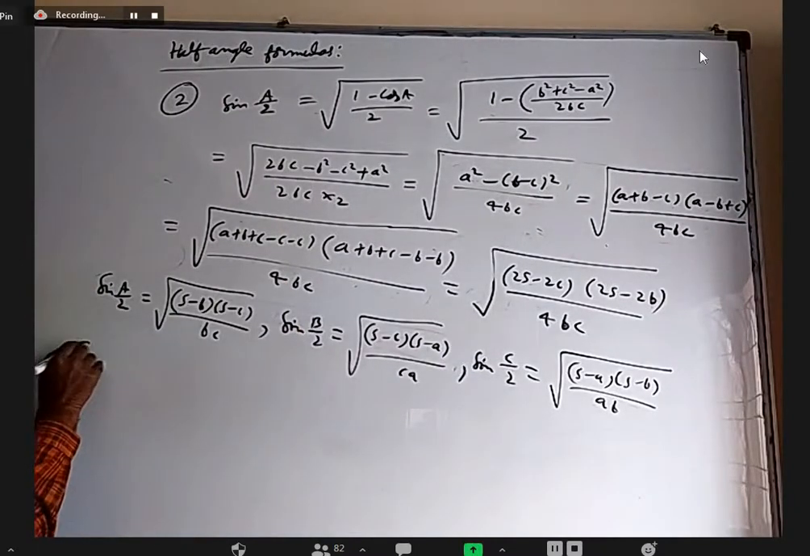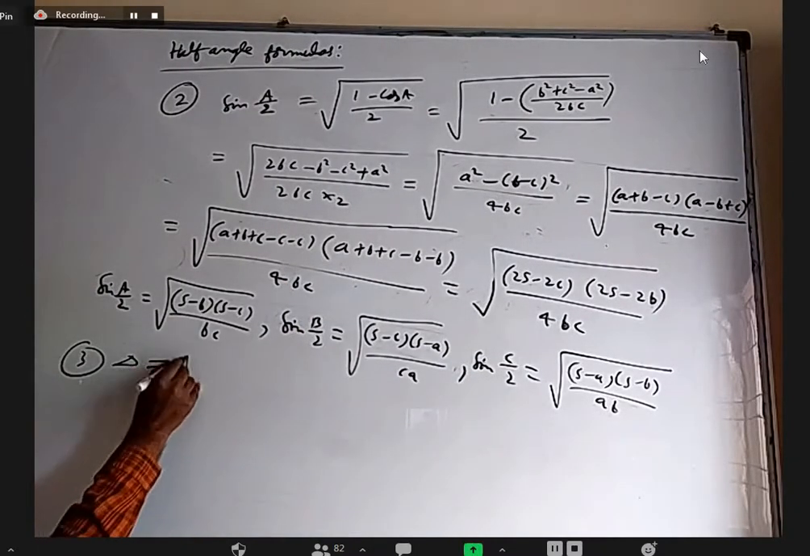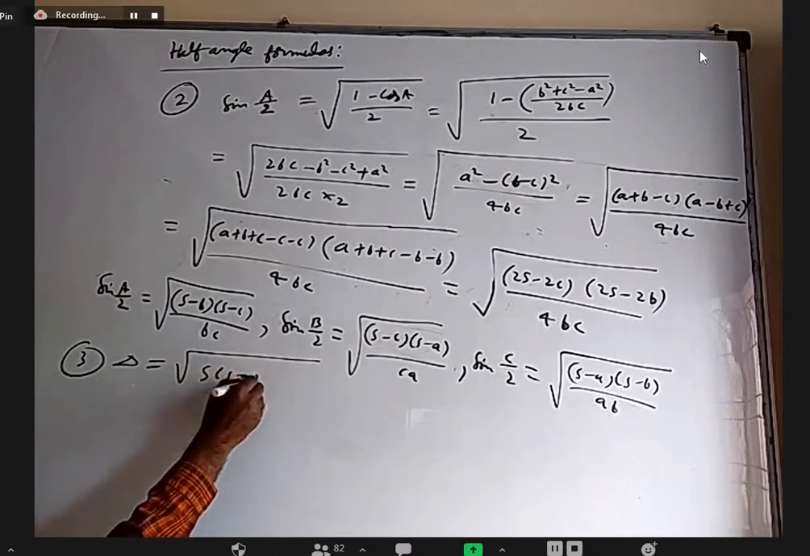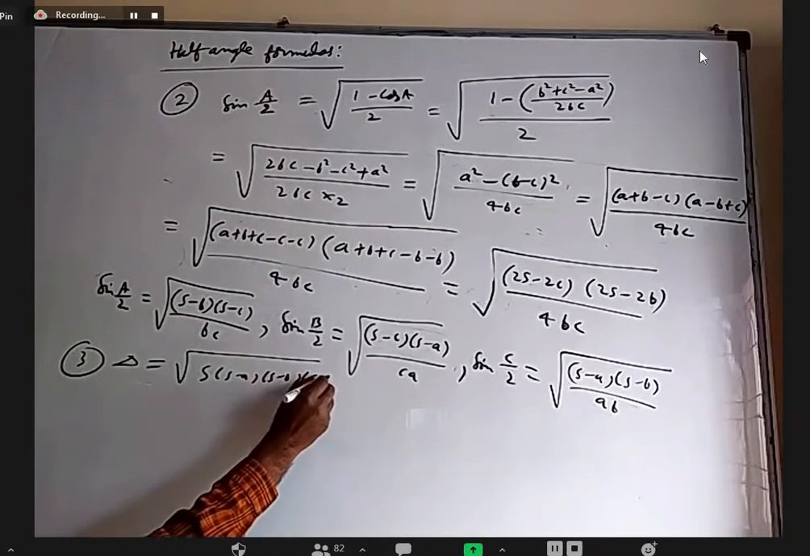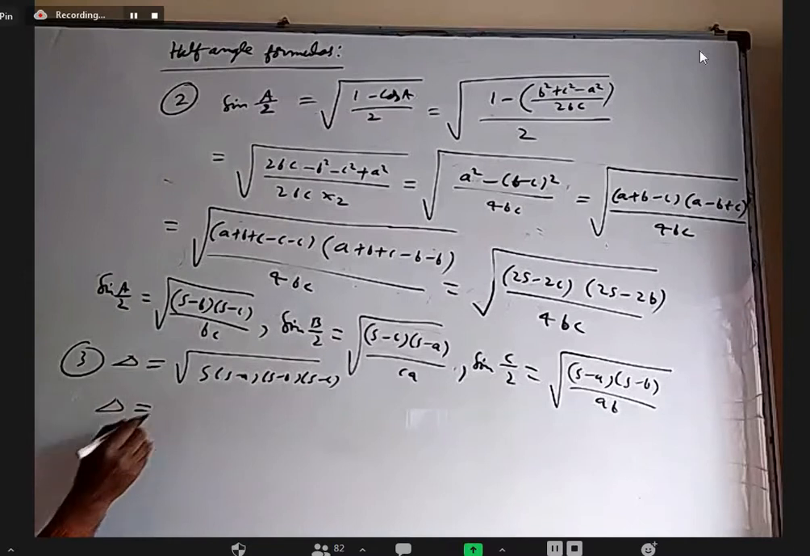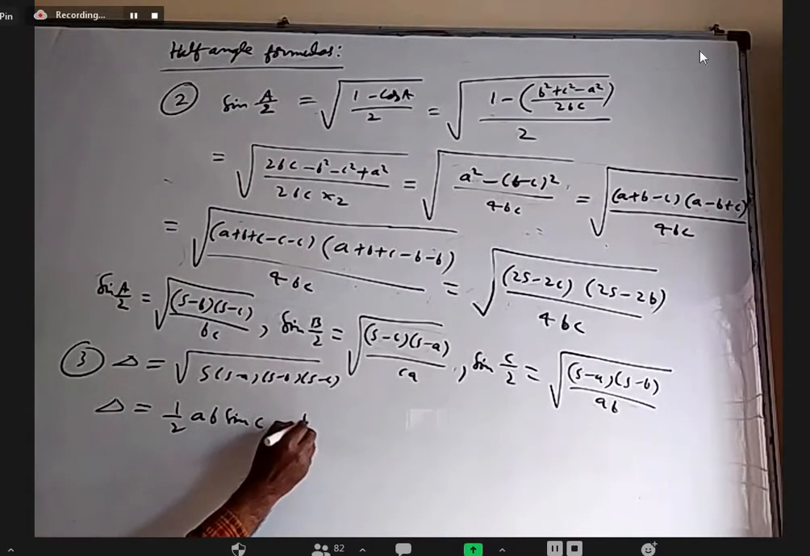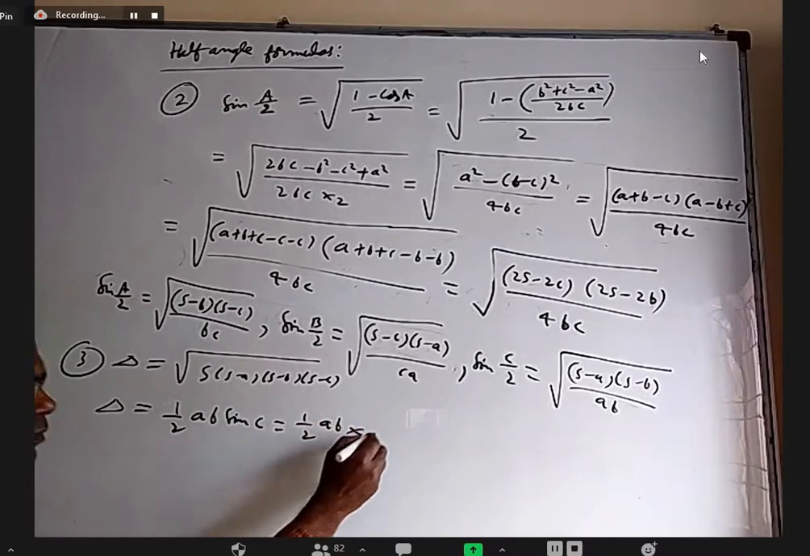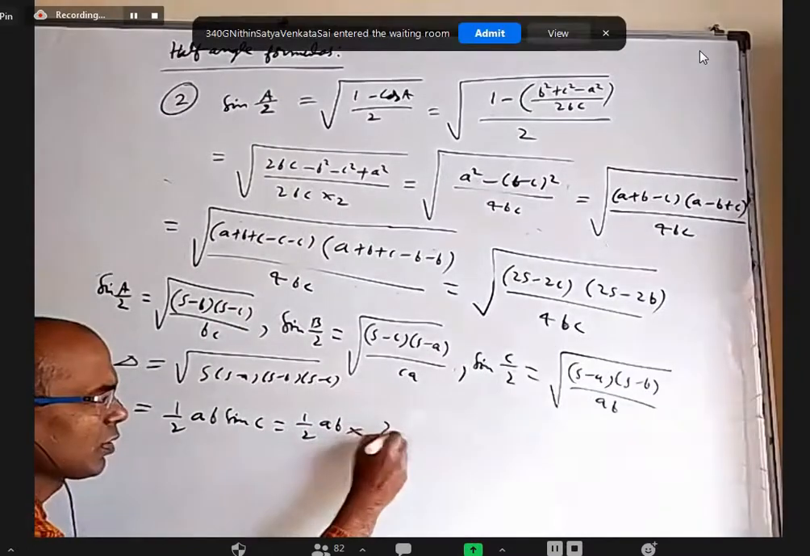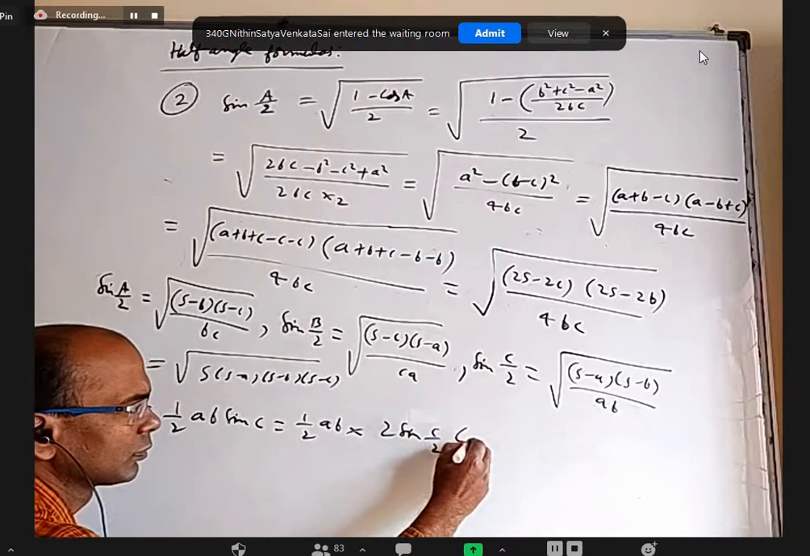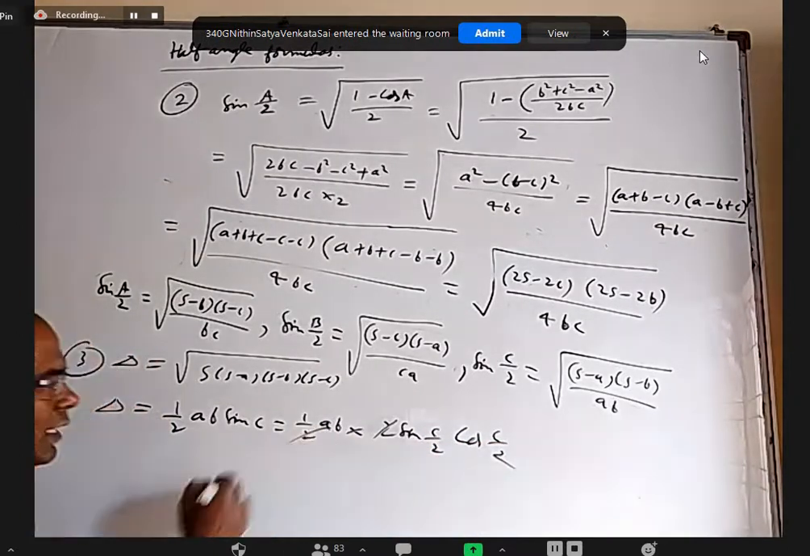Okay. Third formula is the famous Heron's formula: root over s into s minus a into s minus b into s minus c. How to derive it? We know delta is half of ab sin c. Half of ab sin c can be written as half ab times 2 sin c by 2 cos c by 2. The 2 will cancel.